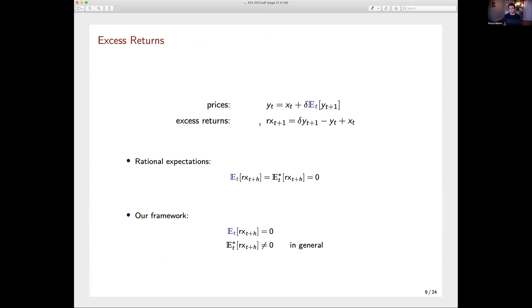are defined in the usual way, as the price tomorrow minus price today, plus the dividend you get between today and tomorrow. Under rational expectations, asset prices or excess returns are unpredictable, both according to the agents and under the true data generating process. In our framework, the agents believe that the excess returns are unpredictable, but in reality, under the true data generating process, we're going to have return predictability in asset prices.